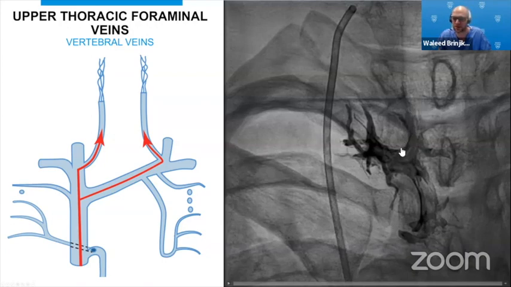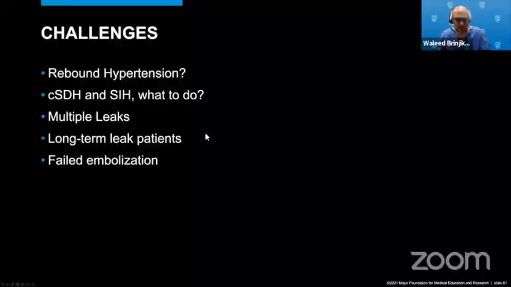We have not had any compressive complications or anything like that related to it. So just a few technical things. The hardest part about management of this disease, number one, is diagnosing it. Finding the fistula, finding the leak. The treatment is fairly easy.